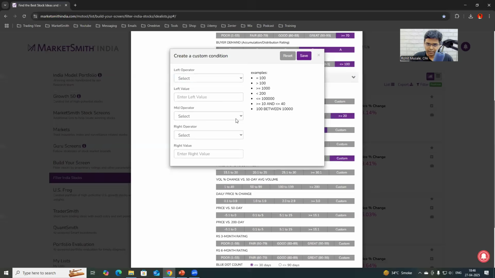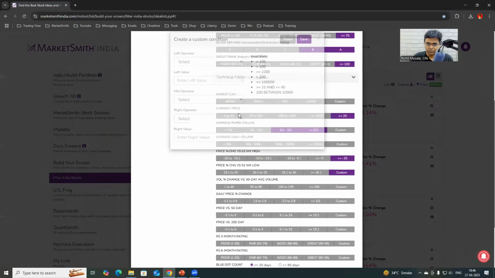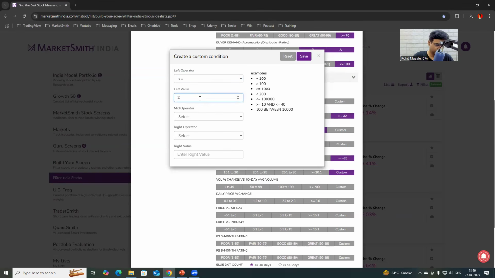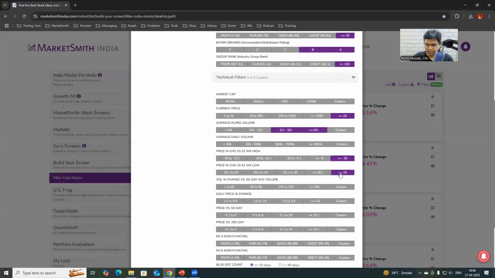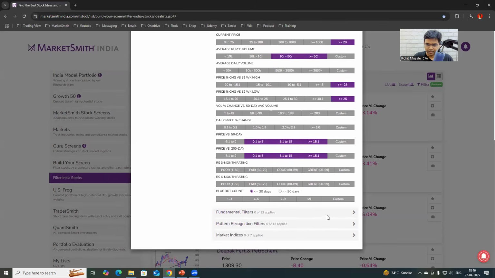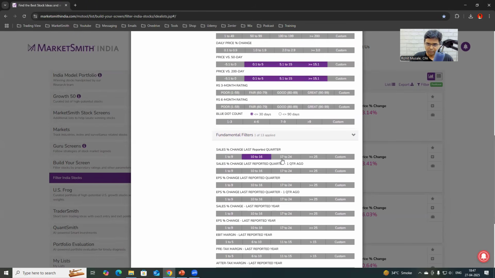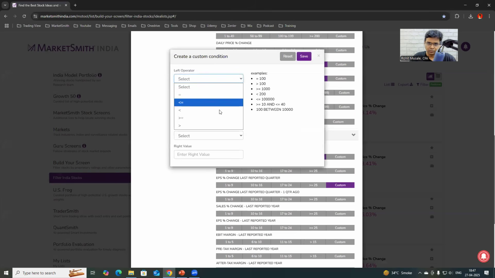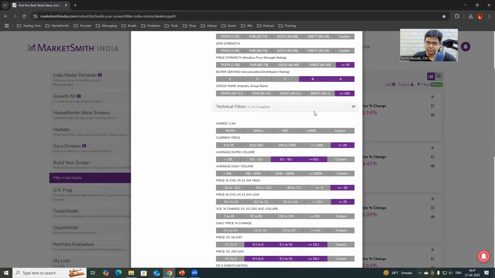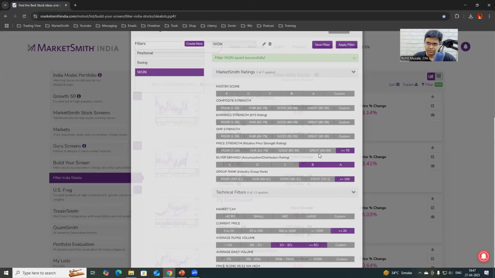Price within 52-week high should be greater than or equal to minus 25. Then price versus 52-week low greater than or equal to 25. So this is the criteria that was missing. Then volume, daily price change not important. Price should be above the 50-day. Price should be above the 200-day. And then fundamental filters. Latest quarter sales growth should be minimum double digits. Latest quarter EPS growth should be 18. So see how simple this is. And I save this and I apply this.